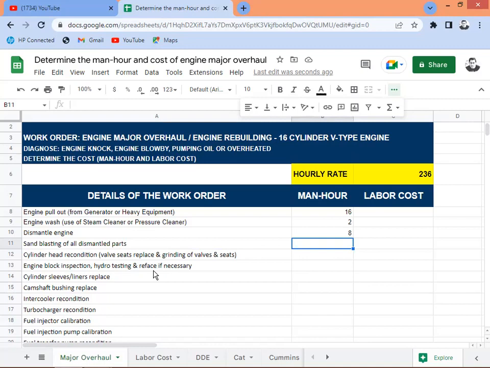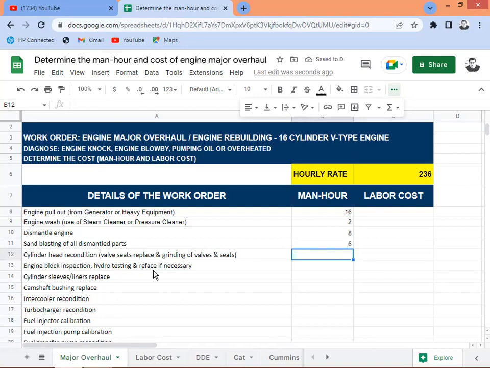So for the sandblasting, all the parts will be sandblasted, especially those already carbonized, like the piston, full of carbons already. The cylinder head, there are lots of carbon deposits. The valves, especially the exhaust valves, there are lots of carbon deposits. So you need to do the sandblasting of all these parts. So I would say I would need 6 hours to do this thing.